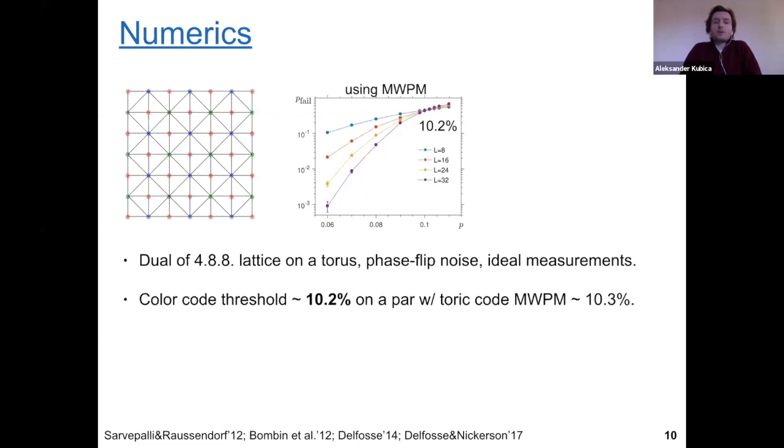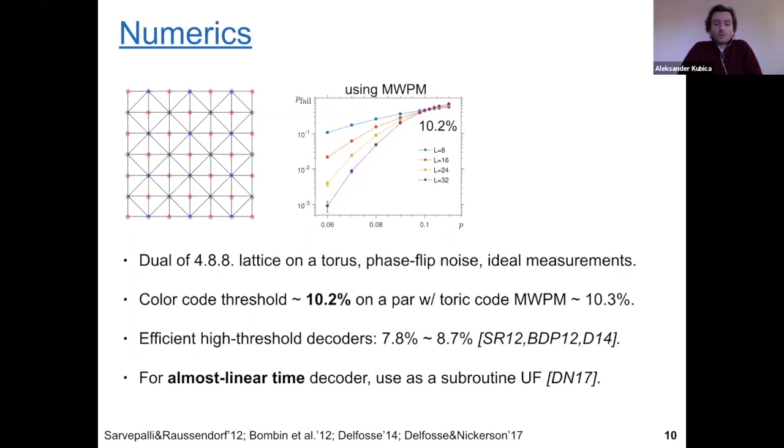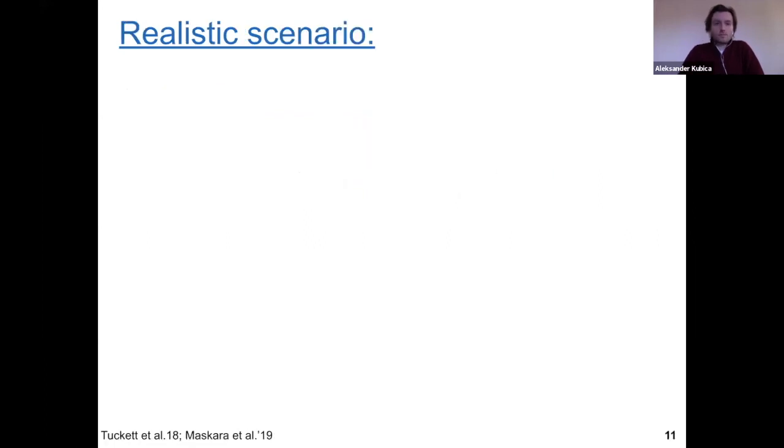In the restriction decoder, here we use as a subroutine the minimum weight perfect matching decoder. Our numbers should be contrasted with other simple and efficient high threshold decoders. So we see a clear improvement. And also, if we want an almost linear time decoder for the color code, we can use, instead of the minimum weight perfect matching, the union find as a subroutine to decode the color code. We did that, and what we observed is that the performance is pretty much unaffected.